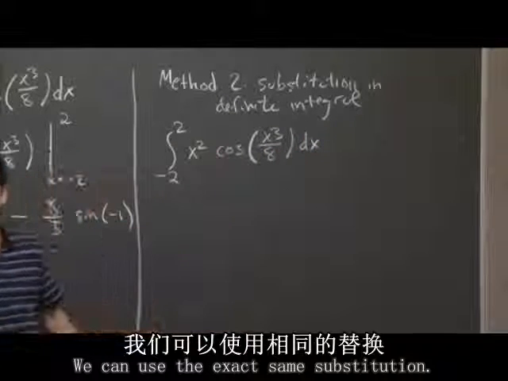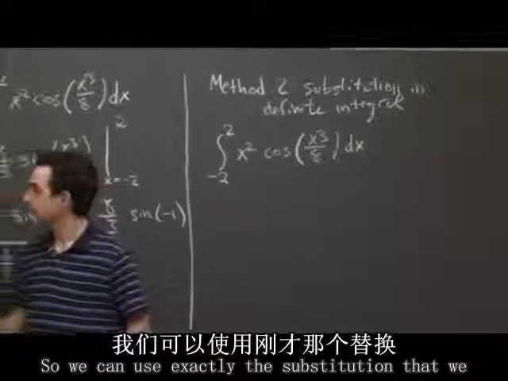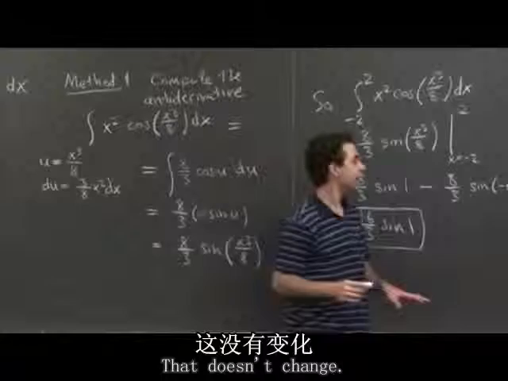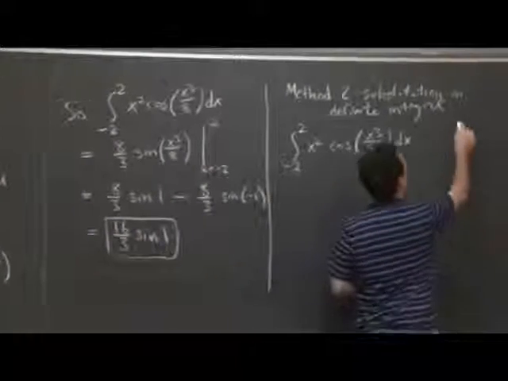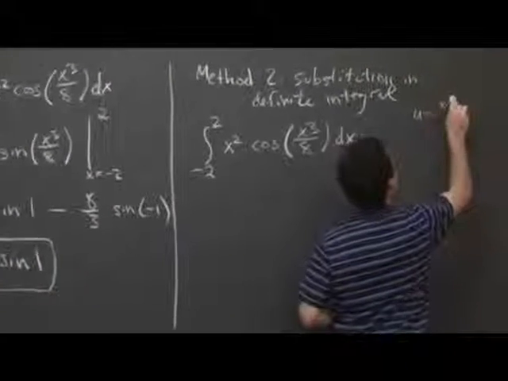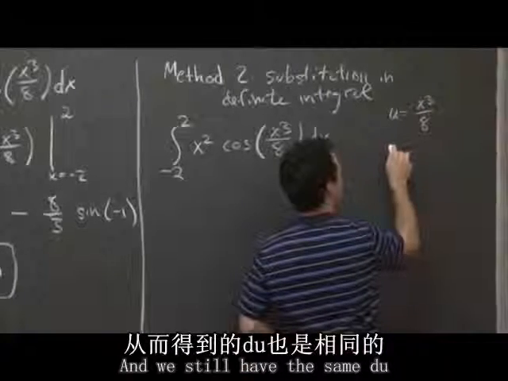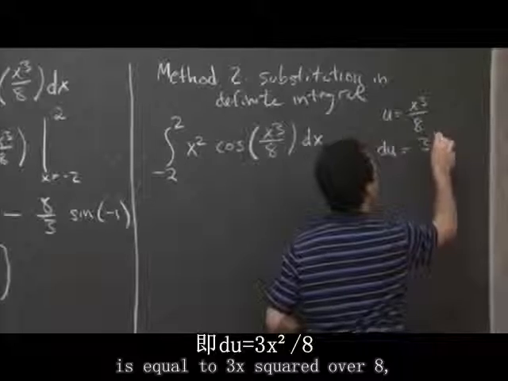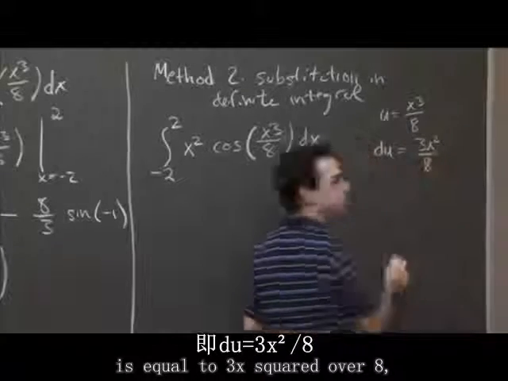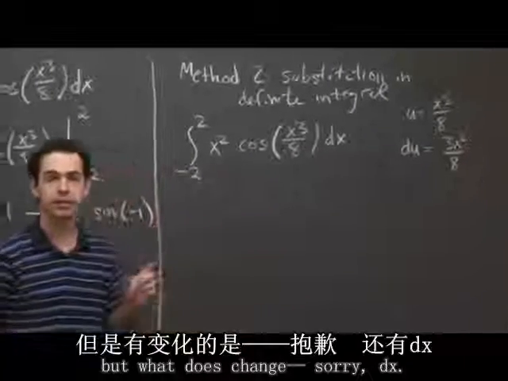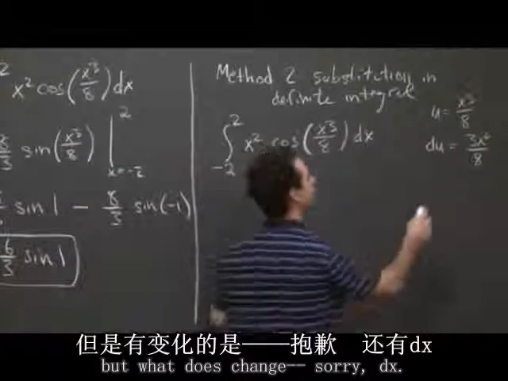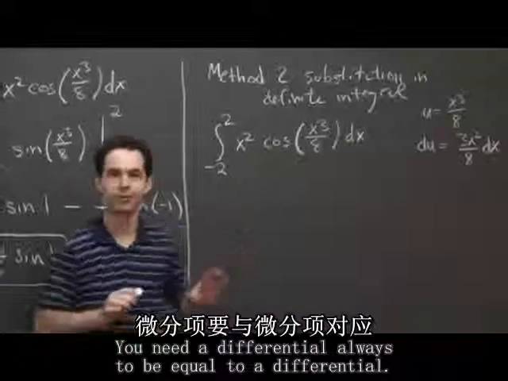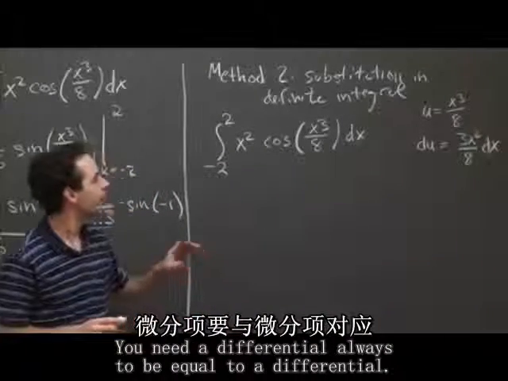We can use the exact same substitution, exactly the substitution that we used before, which was u equals x cubed over 8. That doesn't change. And we still have the same du is equal to 3x squared over 8 dx. Good. Need a differential always to be equal to a differential.